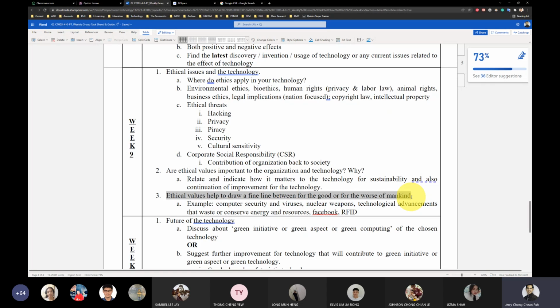Yeah, there's more and more hate crimes that are happening because of the internet and social media, for example. Now, point number 3 is meant for a discussion for you as a group.